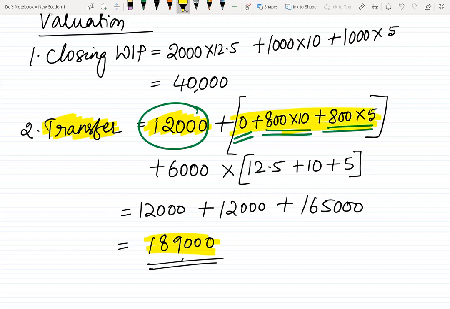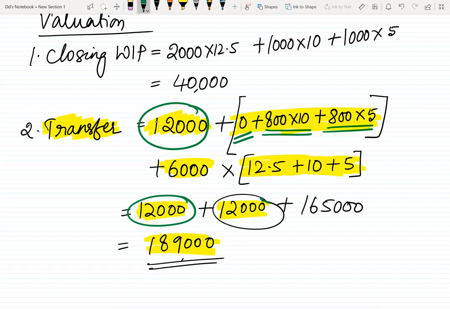Plus balance 6,000. No, I have to put in entire efforts. Therefore 12.5 plus 10 plus 5. So therefore total 12,000 that came from the previous period, another 12,000 that I incurred additionally, right? And then 1,65,000 that I started, completed, and then transferred. Sir, what if you have started something and not completed? If you have started something and not completed, that will be there in WIP, right?